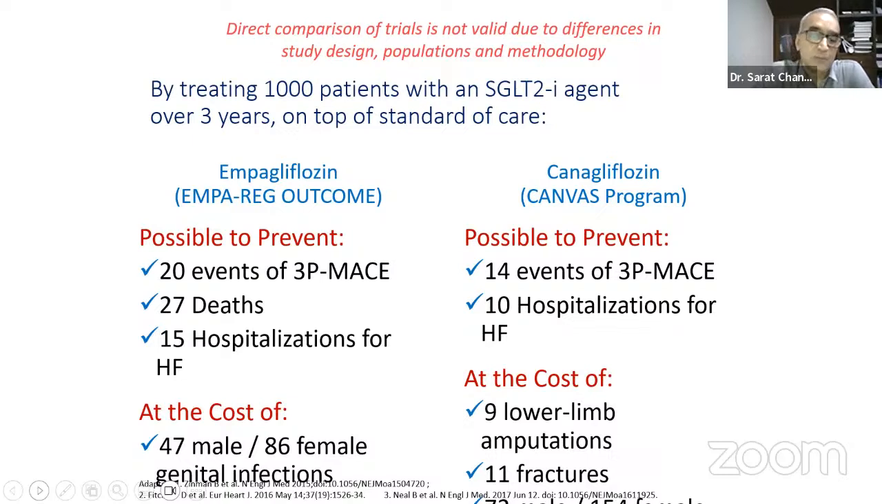Genital infections might possibly be higher among female patients. So we tend to advise female patients particularly to follow strict genital hygiene.